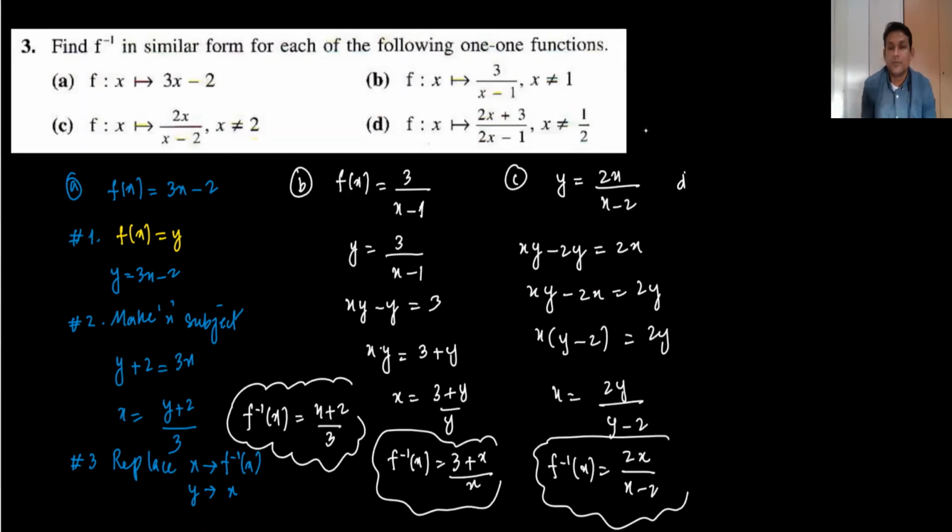In part D, what we do is y is equal to, again 2 x's are there, x is 2 times here.